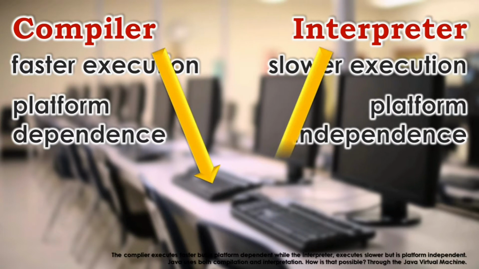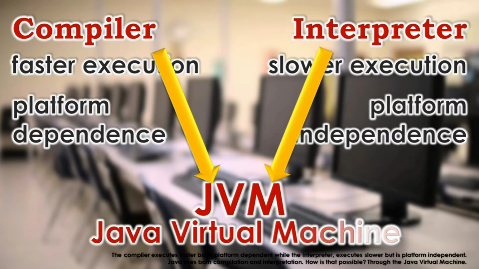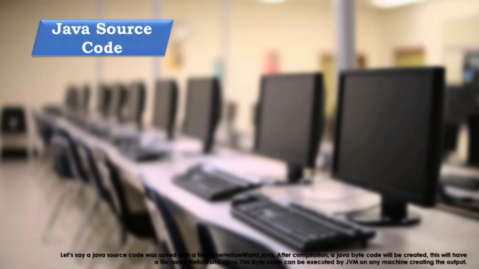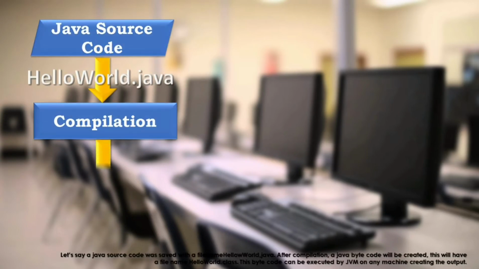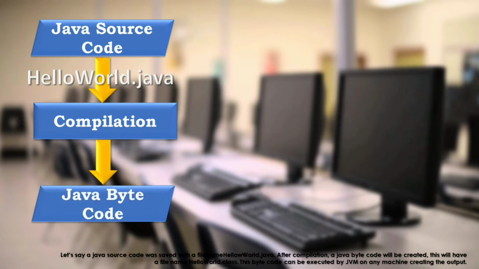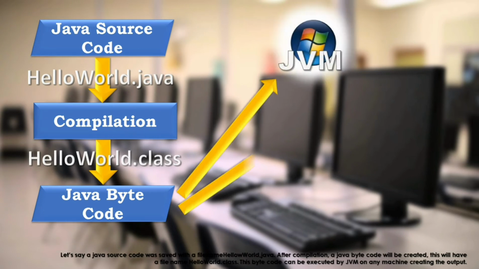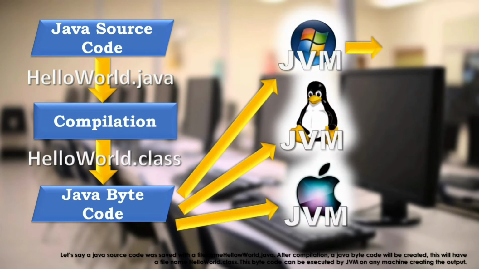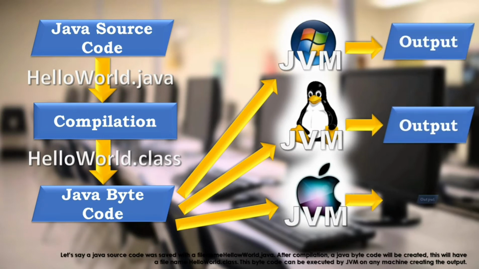Java uses both compilation and interpretation. How is that possible? Through the Java virtual machine. Let's say a Java source code was saved with a file name helloworld.java. After compilation, Java bytecode will be created with a file name helloworld.class. This Java bytecode can be executed by JVM on any machine, thus creating the output.